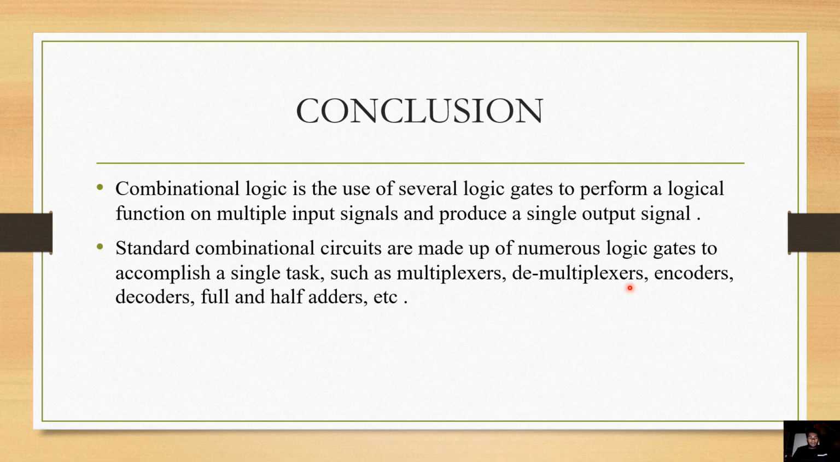So here we come to the conclusion of our topic. Combinational logic is the use of several logic gates to perform a logical function on multiple input signals and produce a single output signal. Standard combinational circuits are made up of numerous logic gates to accomplish a single task, such as multiplexers, demultiplexers, encoders, decoders, full and half adders, etc.